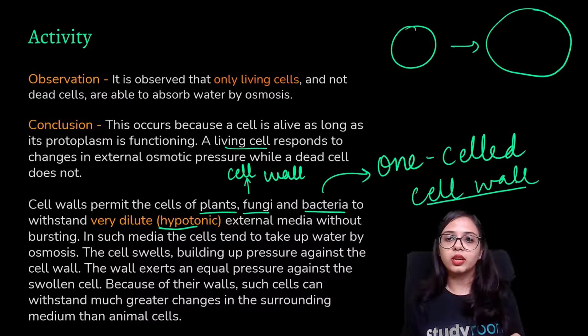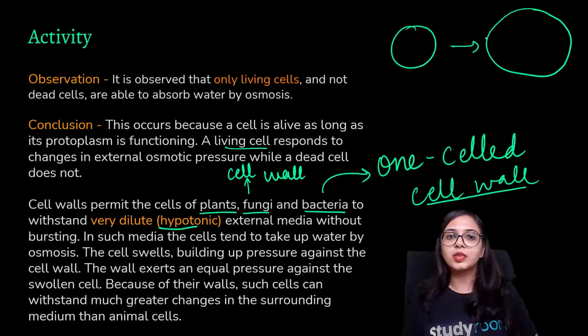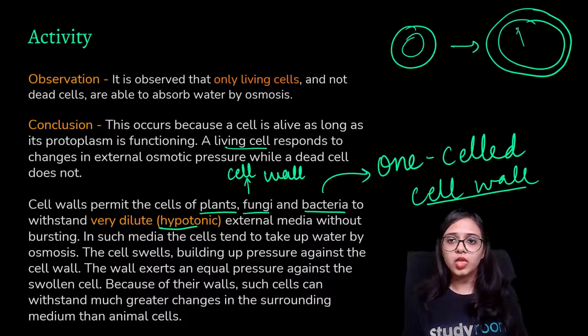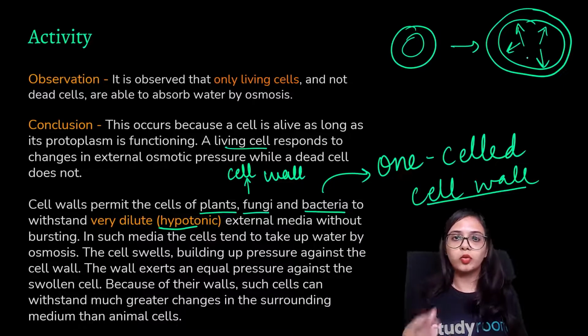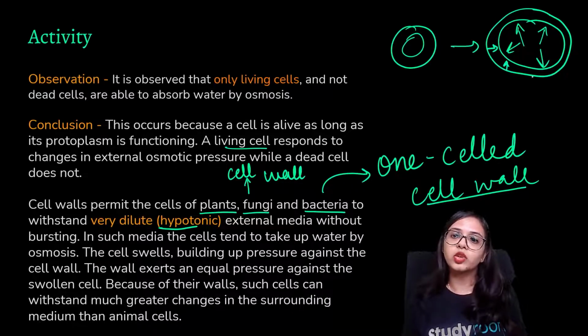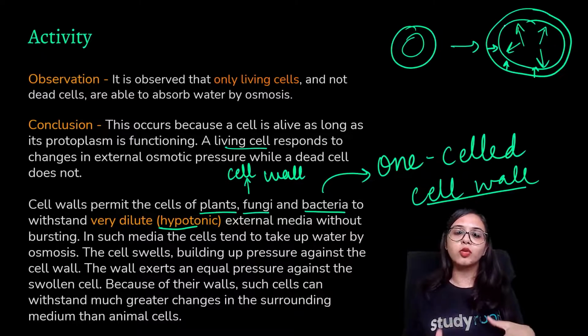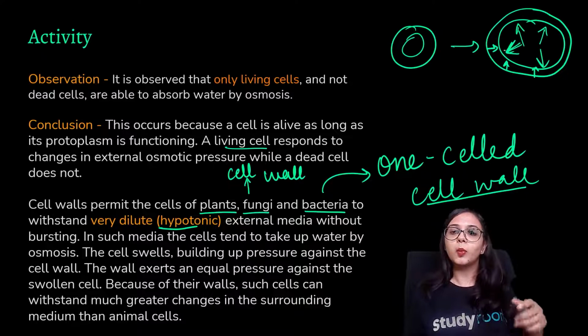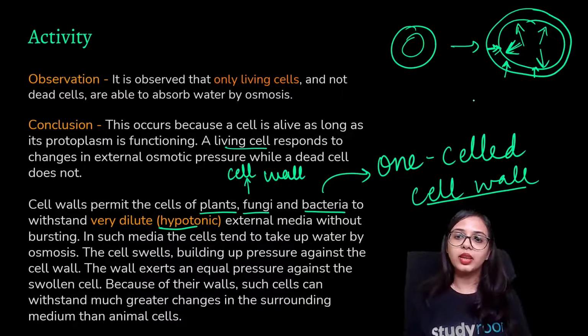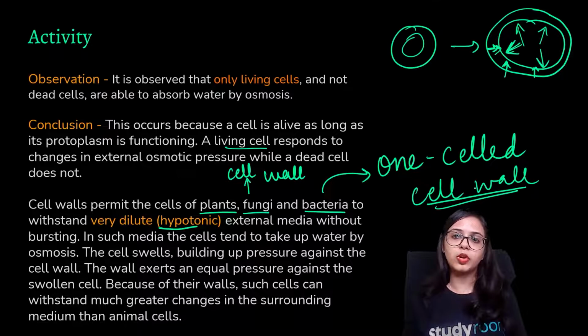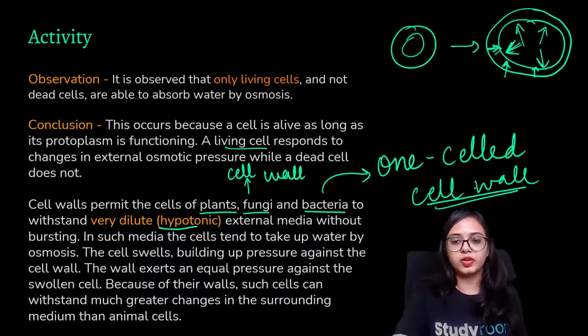But the function the cell wall serves is that it prevents this bursting of the cell. When the osmotic pressure has built up inside the cell, when the cell is already exerting a lot of pressure inside itself because of the higher amount of solvent molecules it has absorbed, the cell wall is going to exert an equal amount of pressure inside the cell. Because of osmosis, the solvent molecules are trying to exert pressure outward, but the cell wall is going to exert an equal pressure inward. So that pressure is getting balanced. That is why the cell wall is able to protect the cell from bursting. Okay.